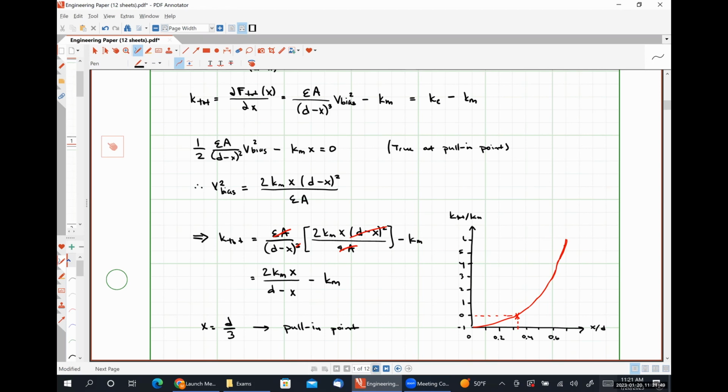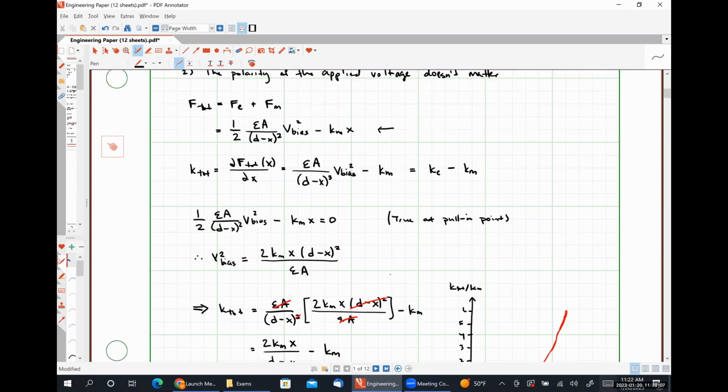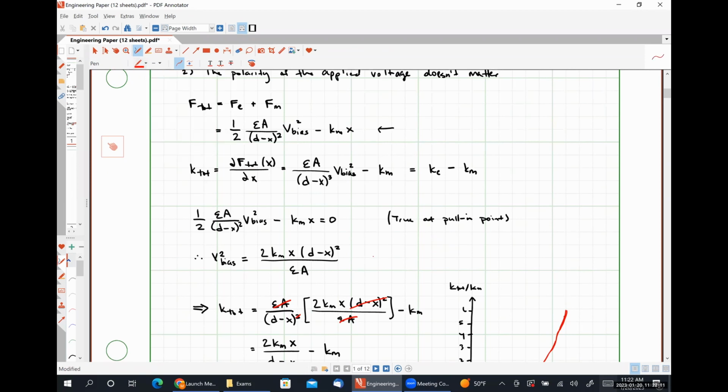So using this as our reference point, we can now calculate what voltage will cause pull-in. So our pull-in voltage, VP, is going to be, let me scroll back here just so I show you what I'm using. I'm going to use this equation right here, except I'm going to substitute in d over 3 for the quantity x.